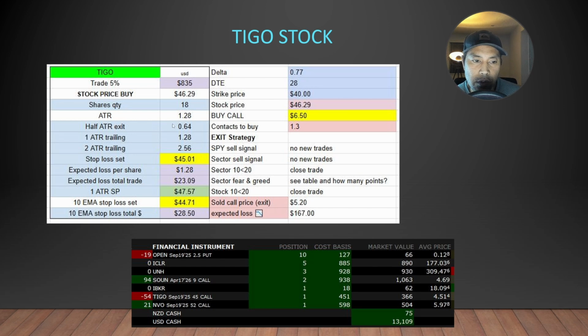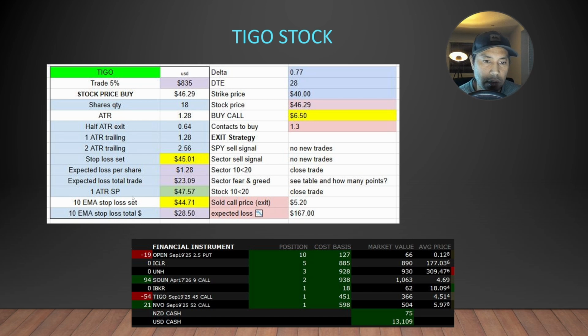ATR is at 1.28. I've calculated my exits here, and I've got a stop loss of $45. That's not too bad actually, because it's pretty close to 46. So it looks like a really fine margin kind of trade. And we can see here that I will roll up the 1 ATR on my option contracts if it does hit a target of $47. I've got the 10 EMA loss here at $44, and this is not bad actually, because it seems to be a very tight window that I'm trading in here.